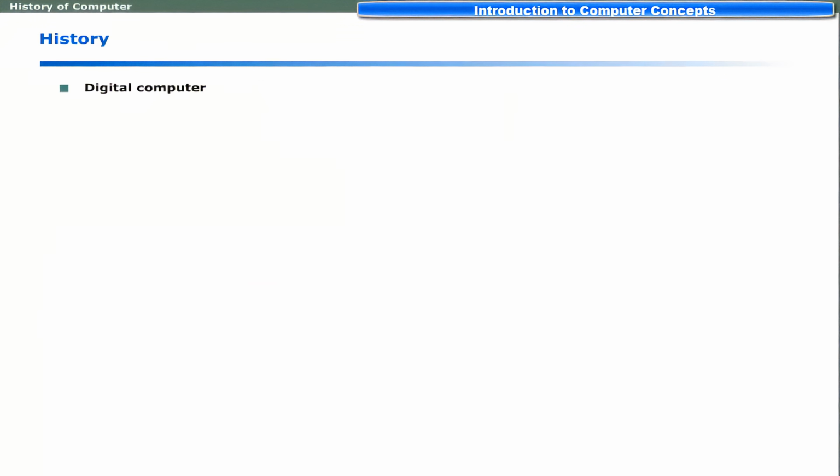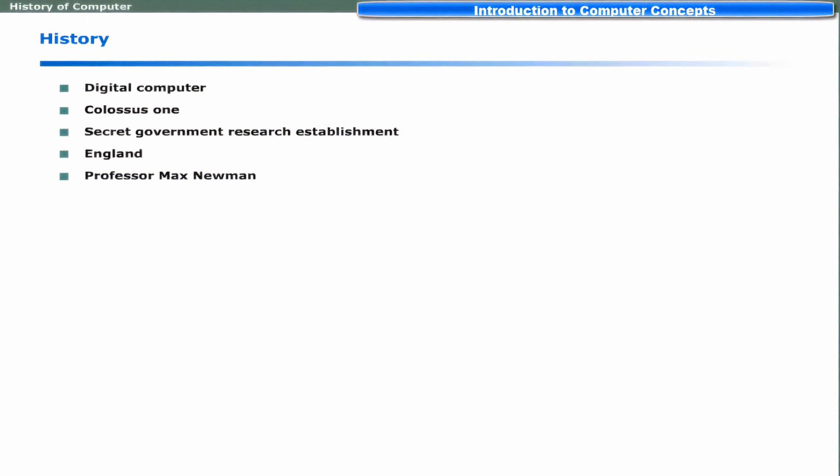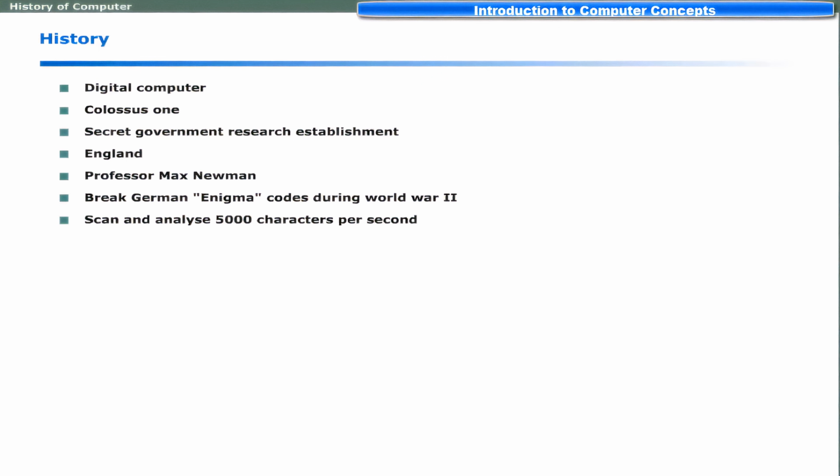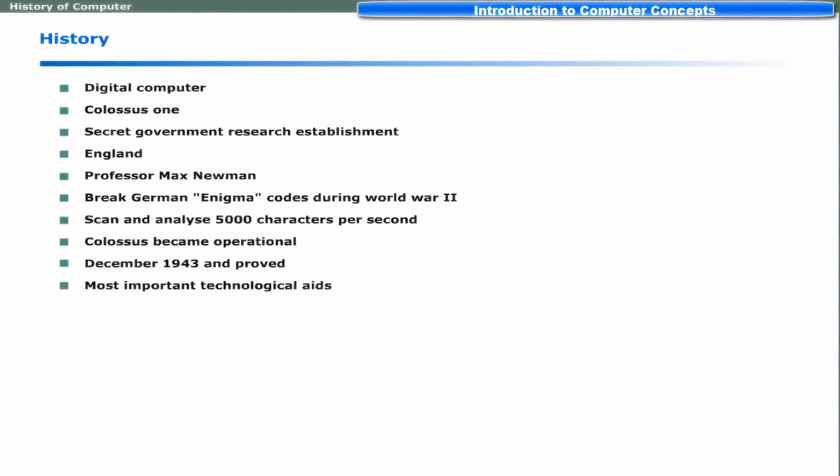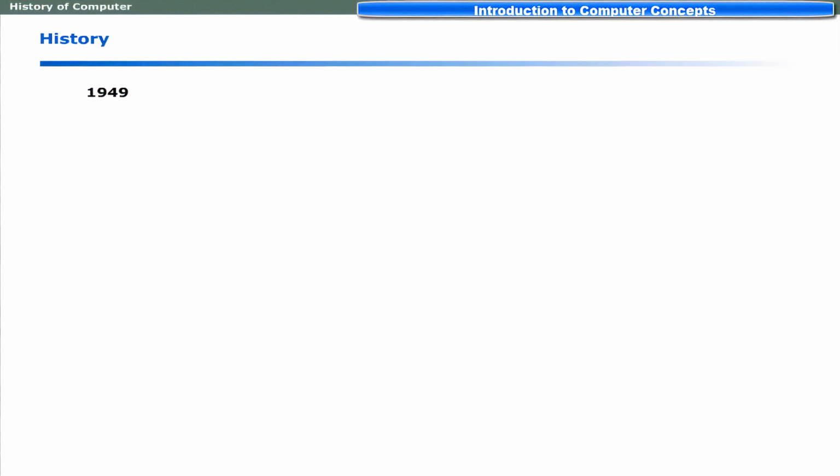Another important digital computer in history was Colossus One. It was built at a secret government research establishment in England under the direction of Professor Max Newman. It was designed to break German Enigma codes during World War II. It could scan and analyze 5,000 characters per second. Colossus became operational in December 1943 and proved to be one of the most important technological aids to victory in World War II.